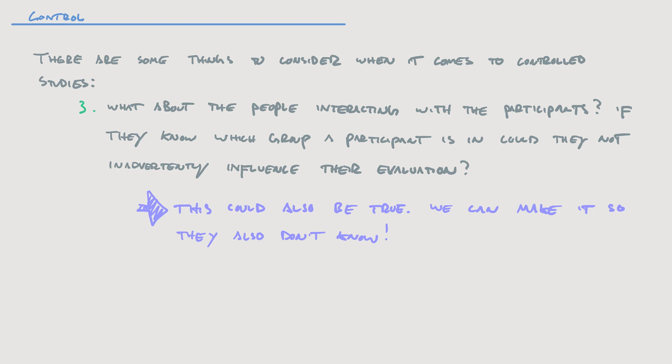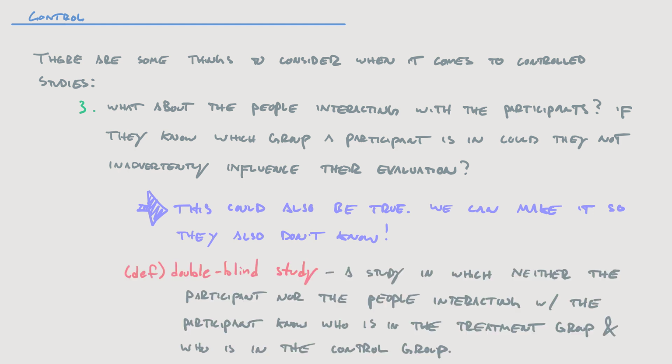Yeah, this could also happen, but we can make it so that the people that are interacting with the participants also don't know, and that is called a double-blind study. It's a study in which neither the participant nor the people interacting with the participant know who is in the treatment group and who is in the control group. So let's look at some examples and determine if what we're looking at is a controlled experiment, and then whether or not the study is blind, double-blind, or neither.